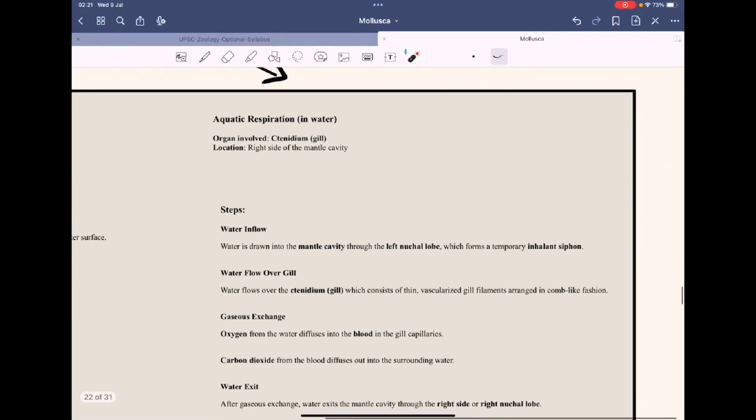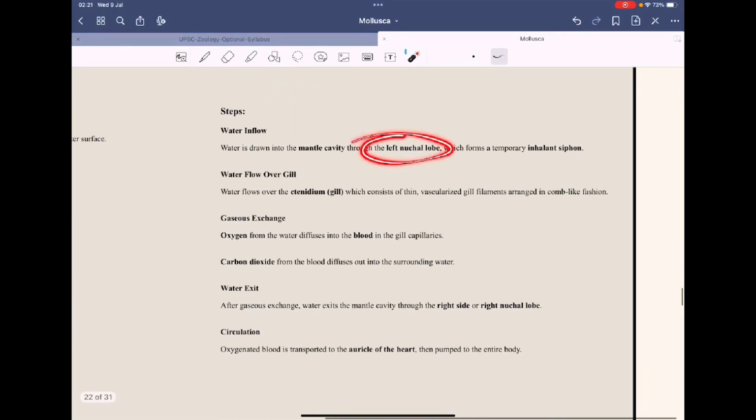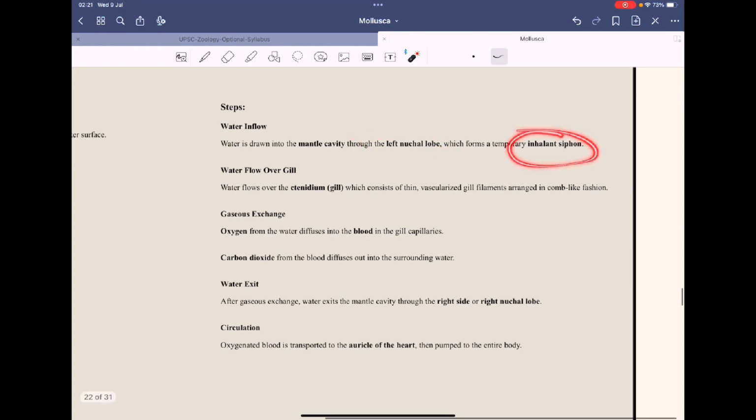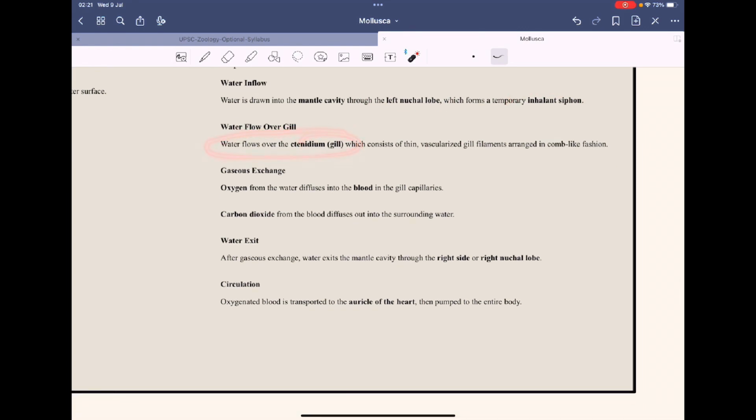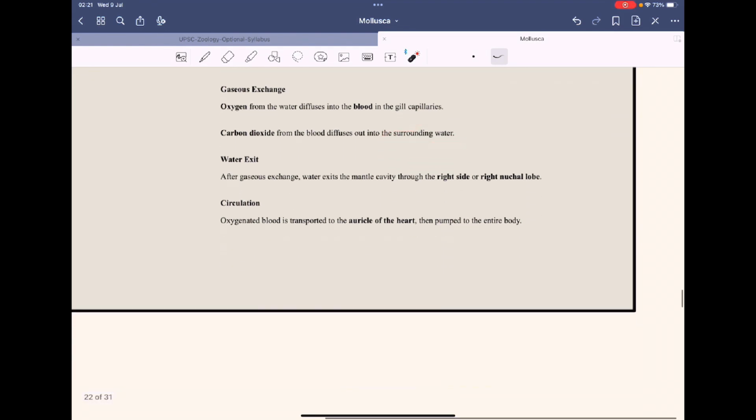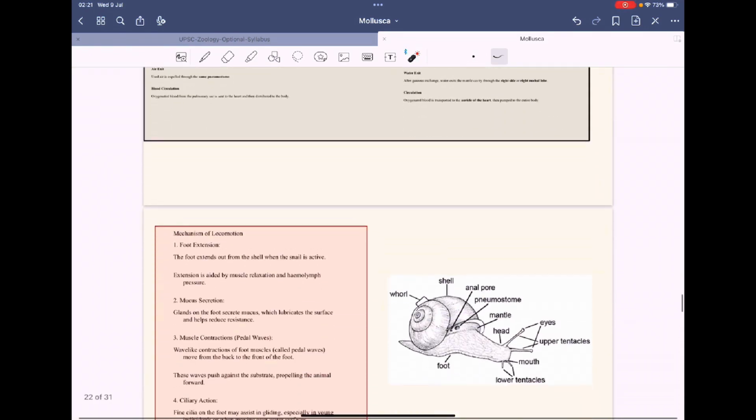Similarly, we have aquatic respiration. It is through the ctenidium, through the left nuchal lobe. The water will come in through the inhalant siphon, and it will flow over the ctenidia, which consist of thin and vascularized gill filaments. They are arranged in a comb-like fashion, and the oxygen from the water will diffuse into the blood in the gill capillaries, and the carbon dioxide from the blood will diffuse out into the surrounding water. Then the water will exit from the right nuchal lobe, and the oxygenated blood will be transported to the heart and the entire body. So this is all about the respiration.